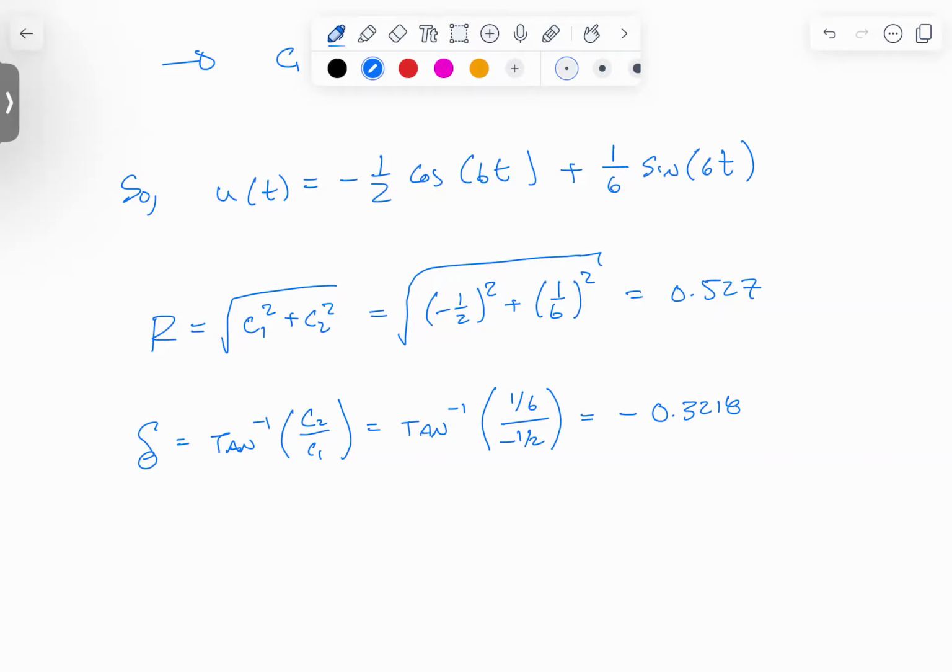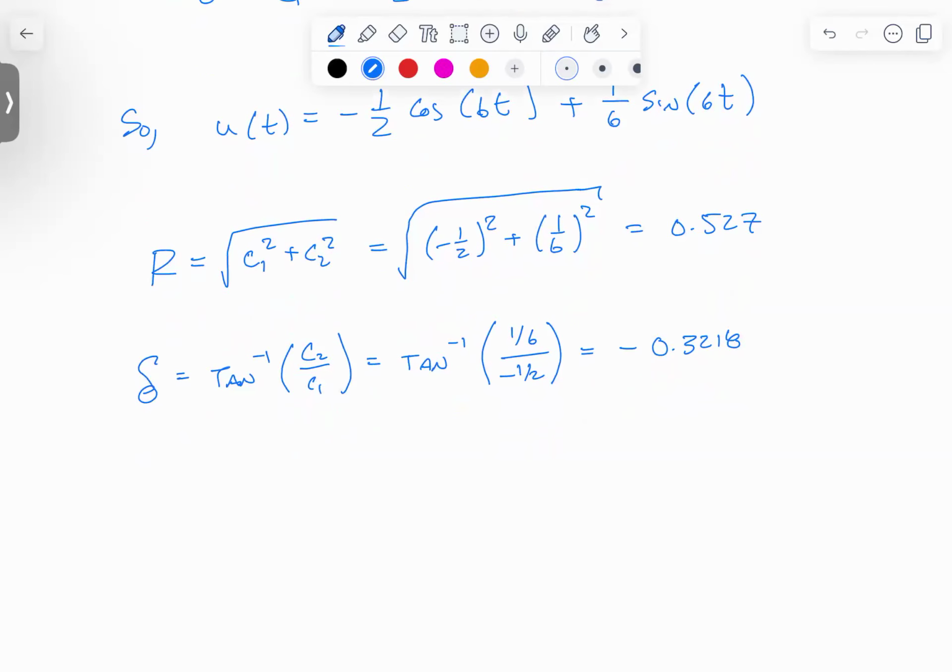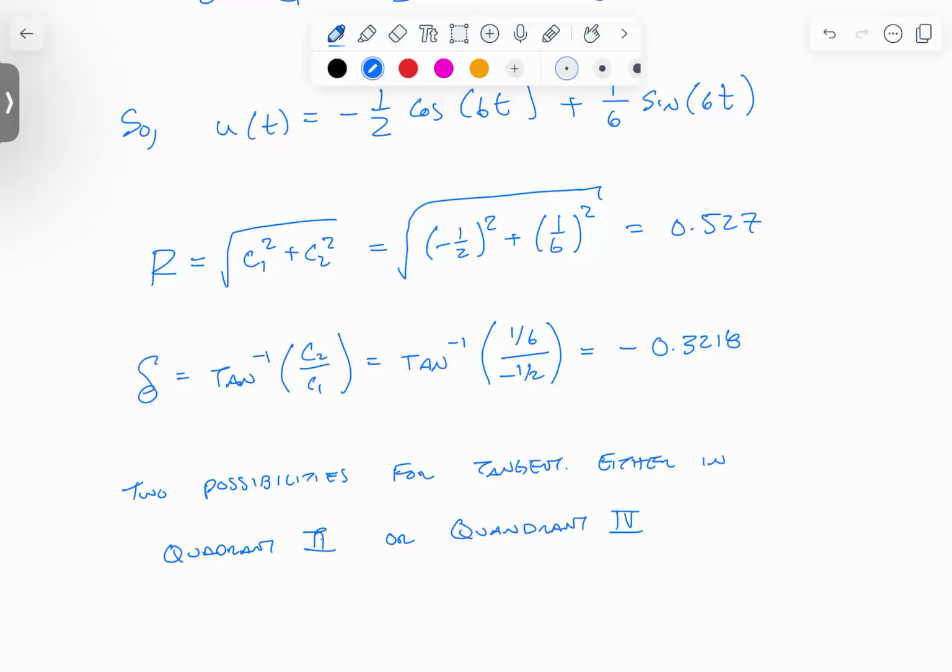Okay, here's also the fun thing if we recall from our trig. There are two possibilities, for tangent, either in quadrant 2 or quadrant 4, when tangent is negative.